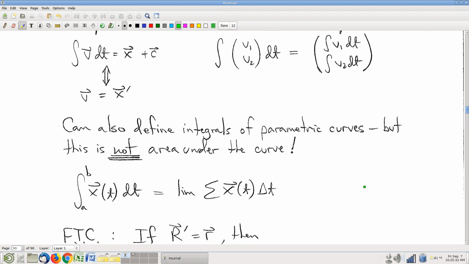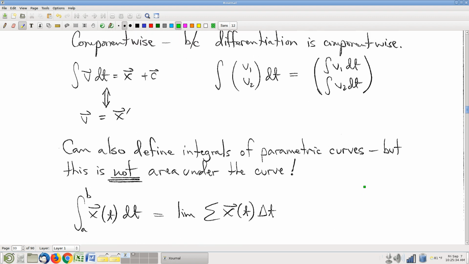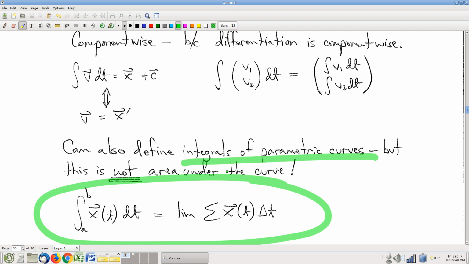Okay. Now, what about integrals? What is an integral of a parametric curve? Well, you can write this down. That's true. Now, by the way, I want to make sure everybody remembers from Calc 1 that an integral is defined as a Riemann sum.